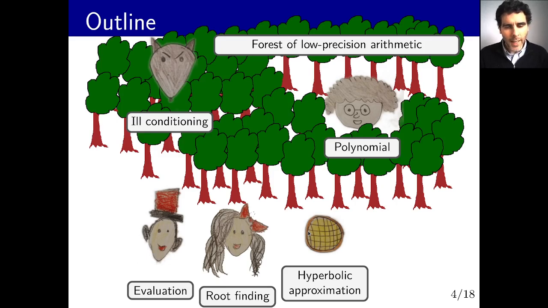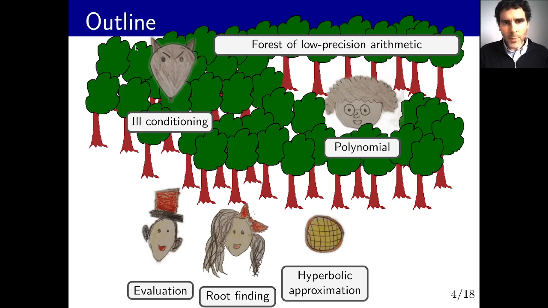So for the outline of my talk, I use here the Little Red Riding Hood metaphor. My goal is to solve those problems, so evaluation and root finding. For that, I want to use only low precision arithmetic, so this is the setting. I also want to avoid ill-conditioned polynomials. And I will introduce a new data structure called Hyperbolic Approximation, that will allow us to solve those problems in quasi-linear time in d while using only low precision arithmetic.